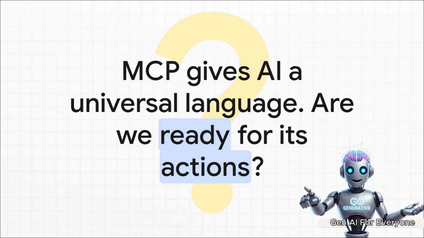We've given AI a universal language and the power to actually act in our world. We're building these powerful connections at an incredible pace. But are we building the guardrails to match? Are we really ready for what an autonomous AI will do with its newfound voice and hands?